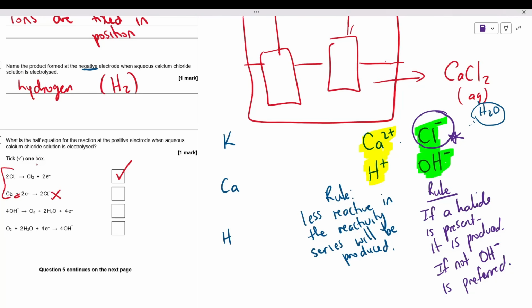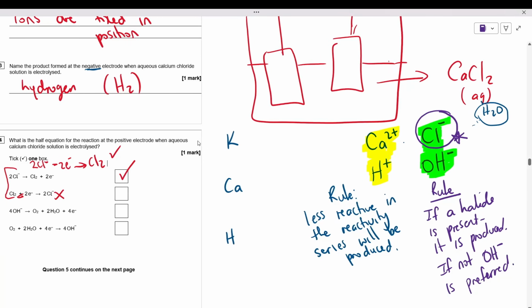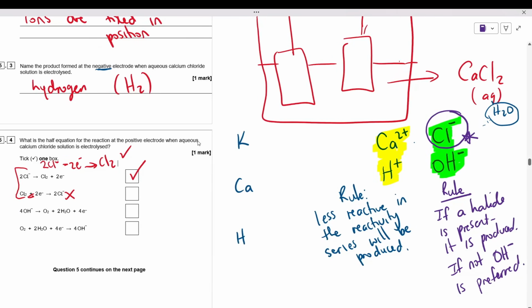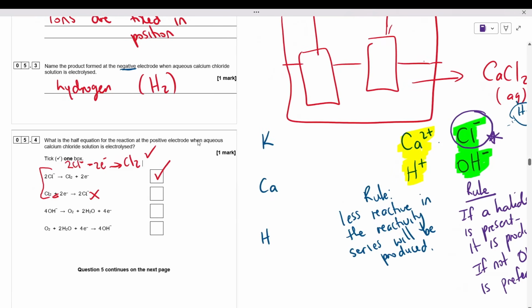Another way of writing this equation is 2Cl minus giving you Cl2 plus 2 electrons, right? This is also correct as well. If you write it like this, it is also accepted at GCSE, so you can use it like that as well. Okay, so that's our answer for this one. Please remember those rules at your positive and your negative electrodes. They will help you to answer these questions.